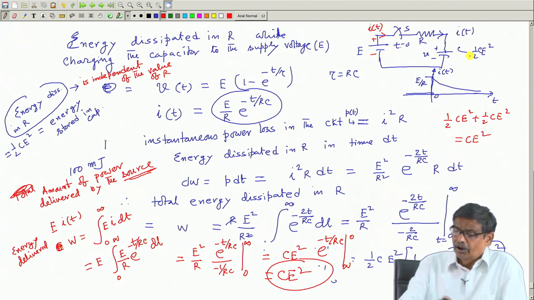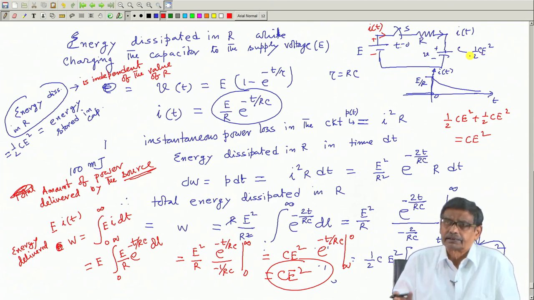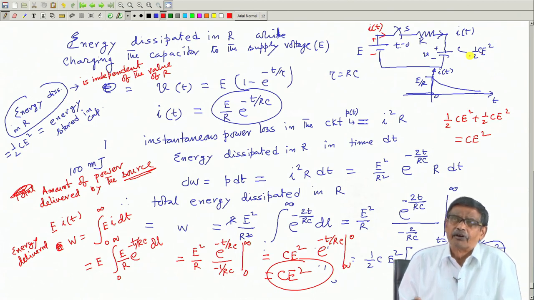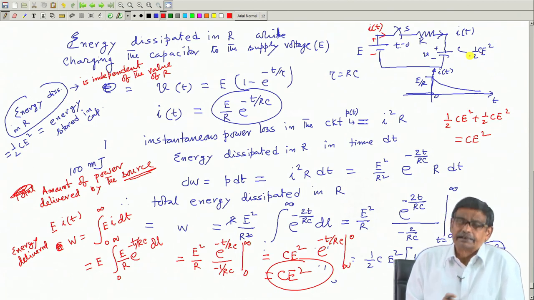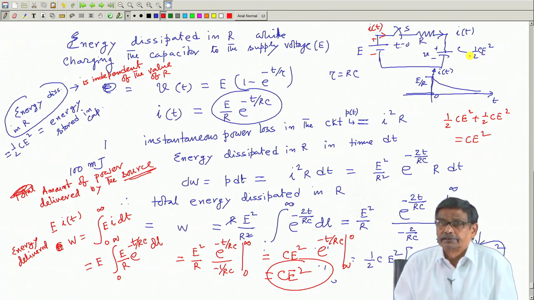So, these are the interesting observations you should make whenever you do some circuit analysis. The energy point, the power point is very interesting and important too. It will make your life easier to understand and analyze the results obtained in circuit analysis.